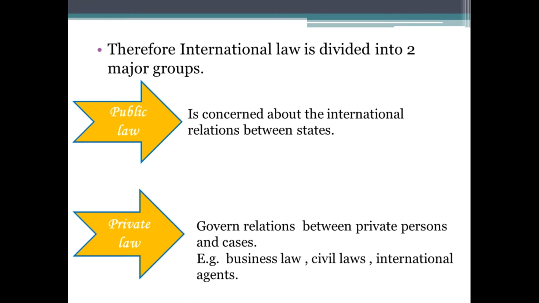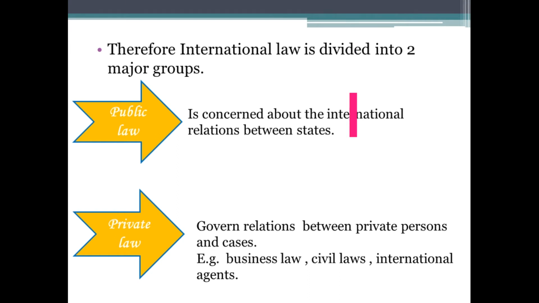So from our discussions so far, we have found out that law is divided somehow into 2 groups. That is public law and private law. Public law is concerned with the international relations between states. Legal rules governing relations between states are under public law. The International Court of Justice is one of the principal organs of the United Nations. It settles disputes between states and gives advisory opinions. It is the world's court. So it is the one which influences public international law and puts it somehow into place.